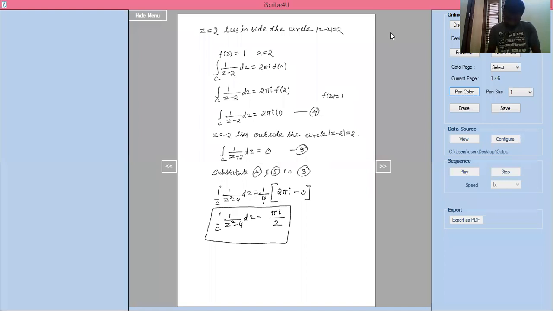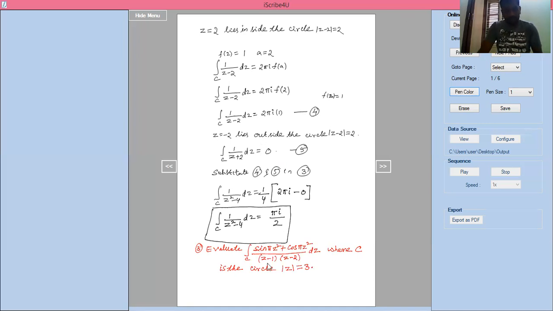Right, next problem. Evaluate the integration of c of sine pi z square plus cos pi z square divided by z minus 1 into z minus 2 dz, where C is the circle, modulus of z equal to 3. This is the given question.